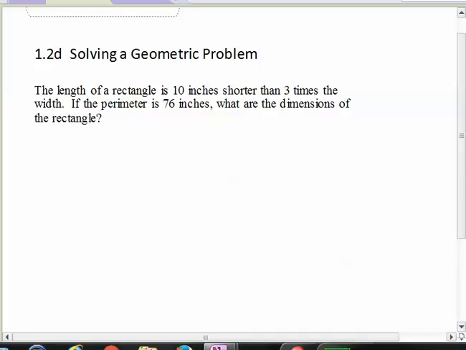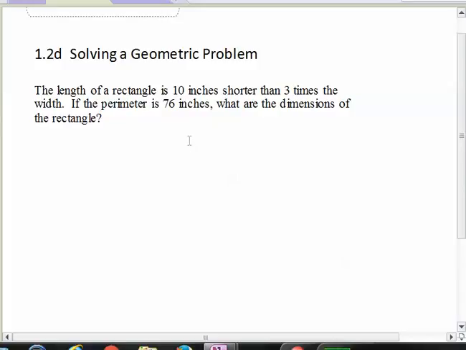Alright, we're going to now solve a geometric word problem, and we're going to model the situation with a mathematical model. So we're going to change it from words to math symbols, and then we're going to solve it. The length of a rectangle is 10 inches shorter than 3 times the width. If the perimeter is 76 inches, what are the dimensions of the rectangle?